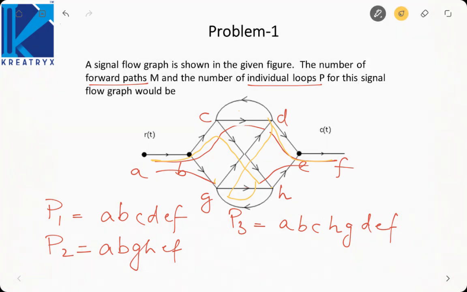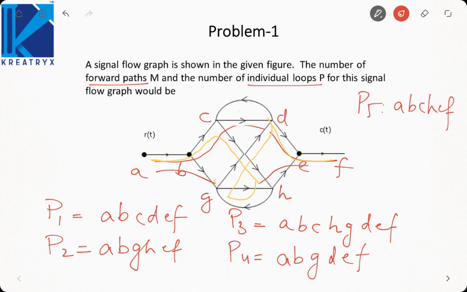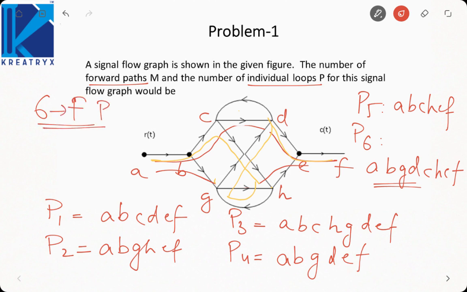Other than that, one path more we can write, P4, it will be A, B, G, D, E, F. Similarly, P5, A, B, C, H, E, F. And last P6, it would be A, B, G, D, C, H, E, F. Okay, this way we have 6 forward paths in total.